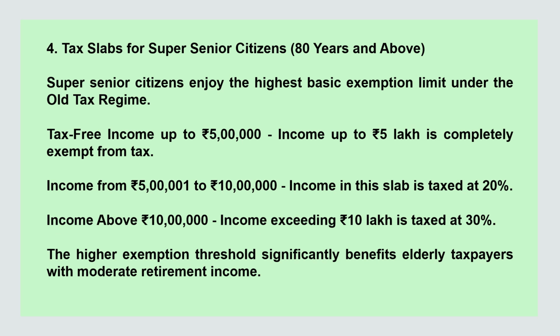Income from rupees 5 lakh 1 to rupees 10 lakh: income in this slab is taxed at 20%. Income above rupees 10 lakh: income exceeding rupees 10 lakh is taxed at 30%. The higher exemption threshold significantly benefits elderly taxpayers with moderate retirement income.